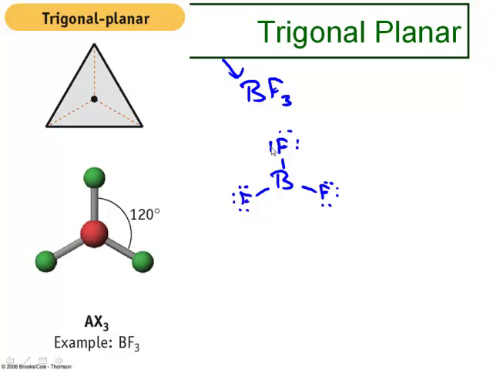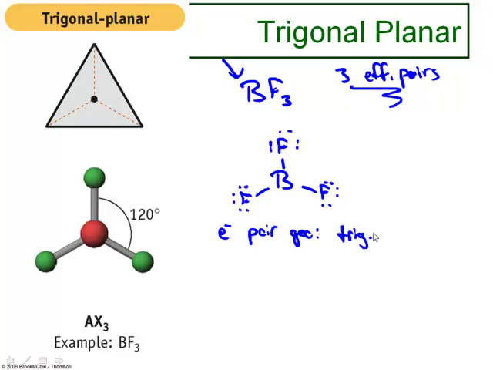How many effective electron pairs are around the central atom? 3. So I have 3 effective pairs in this molecule, and that's what leads to a trigonal planar electron pair geometry. I'm going to write this down here. If I look at the arrangement of the electrons, the electron pair geometry is going to be trigonal planar, as will the molecular geometry.